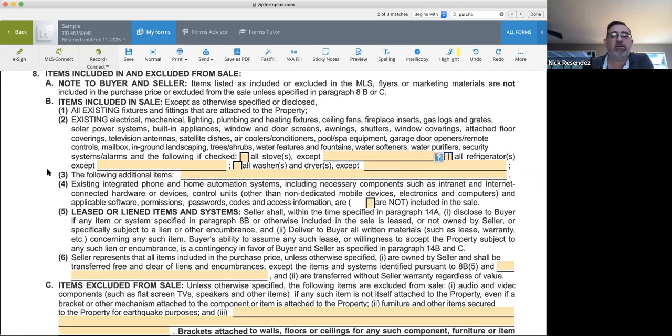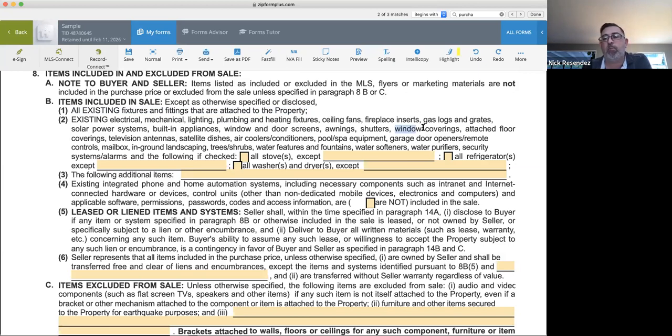So what does come with a house? Well, all existing fixtures and fittings that are attached to the property, right? You guys might remember from your test, appurtenant. What is attached? What is stuck to the property, okay? And then it goes through and gives a list of the things that are typically considered attached. Electrical, mechanical, lighting, plumbing and heating fixtures, ceiling fans, fireplace inserts, gas logs, grates, solar power, built-in appliances, things that are hardwired. You know, the stove is typically considered attached because it's usually connected to a gas line, right? Window and door screens, awnings, shutters.